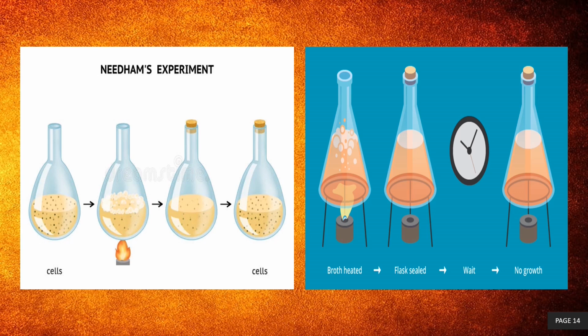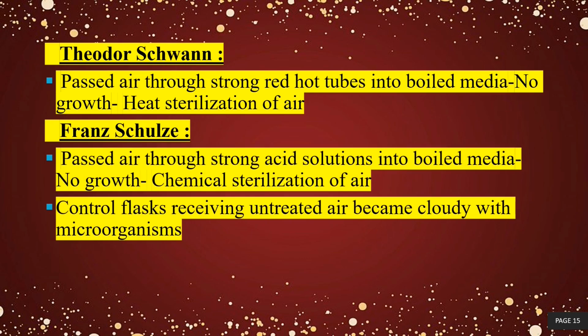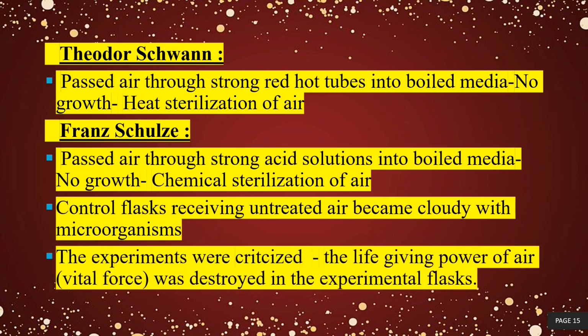But his peers were not at all convinced. According to them, spontaneous generation requires air to generate life in non-living things. So to disprove this, other scientists known as Theodor Schwann and Franz Schulze did some other experiments. Now try to connect all the experiments together. So in the last experiment, they said that maybe spontaneous generation requires air, right?